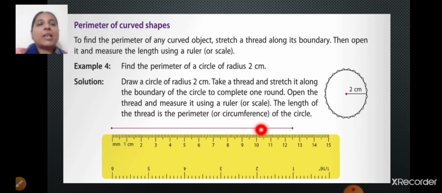Suppose this is the thread. We will measure the length of that thread with the help of a ruler or a scale. So that length of the thread would be the perimeter or the circumference of the circle. So the perimeter of a curved surface or a circle is called the circumference of the circle.